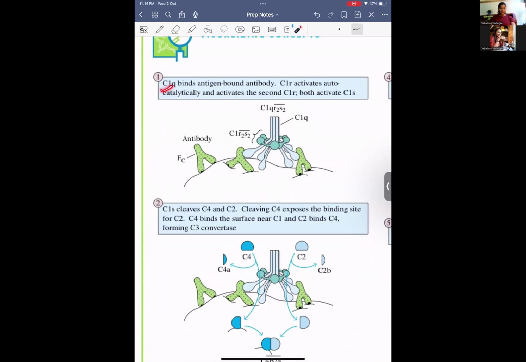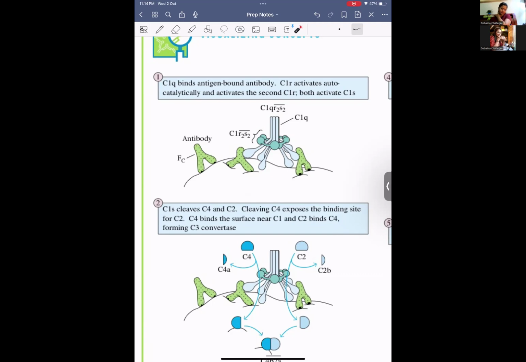C1q binds the antigen-antibody complexes. C1r activates autocatalytically and activates the second C1r, both activating C1s. Just some more details: remember that C1 has three proteins together. C1q in itself is a polymer of 6 units. Once the C1q binds the antibody molecules, the antigen-antibody complexes, there is activation of the C1.